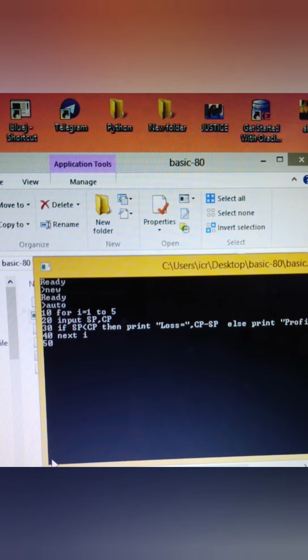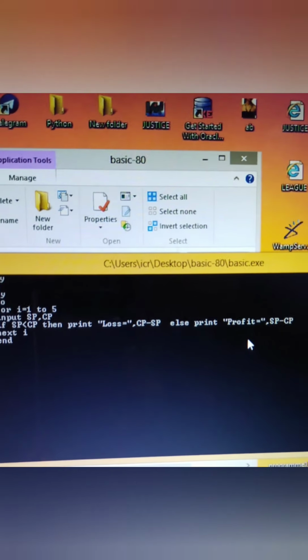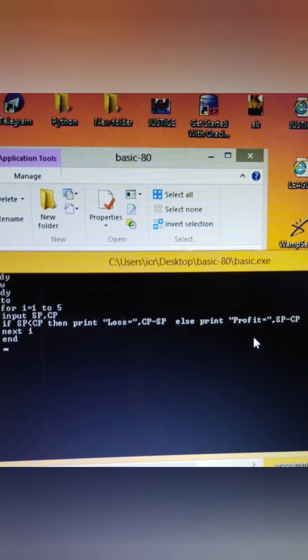Next I and N. So what will happen if you are inputting, when I is 1, you are inputting selling price and cost price. If the selling price is less than the cost price, naturally you have a loss. Then you will be printing loss is equal to cost price minus selling price. Else you will be printing profit has been incurred, and you will be printing selling price minus cost price. So let's run this program.